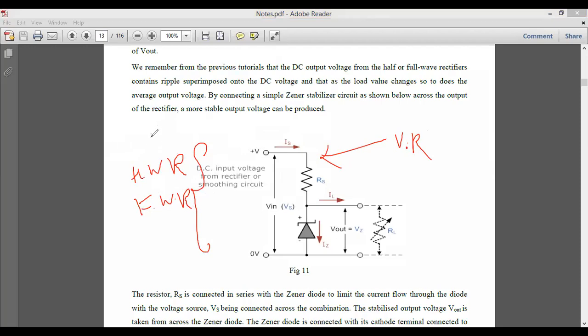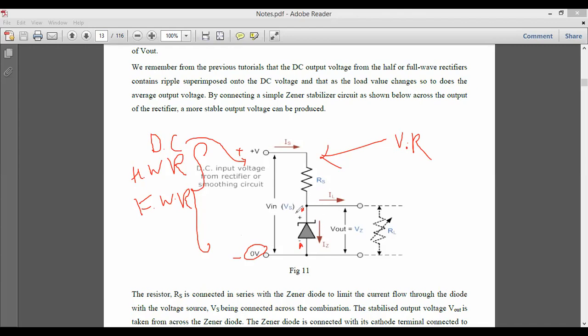But for the Zener diode as a voltage regulator, we are applying DC voltage to these points: plus here, minus here, and minus is equal to 0 voltage. If I take this as the anode and this as the cathode, minus is applied to the anode and plus is applied to the cathode. It means your Zener diode is under the reverse bias condition.